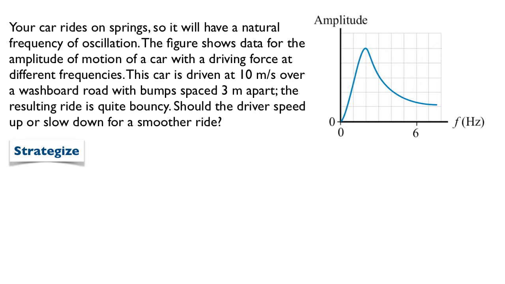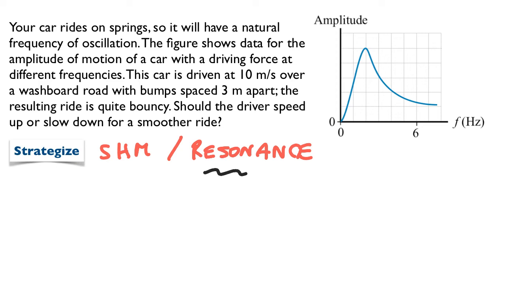Well, we're going to strategize first, of course, and we're going to strategize by treating this as a simple harmonic motion problem, specifically dealing with resonance. Because as we go across bumps, we are driving the car up and down on its springs. And so there's a driving frequency due to the motion of the car. And the question is just asking, is the driving frequency in resonance with the frequency the car likes to oscillate at or not? And what can we do to improve the situation?